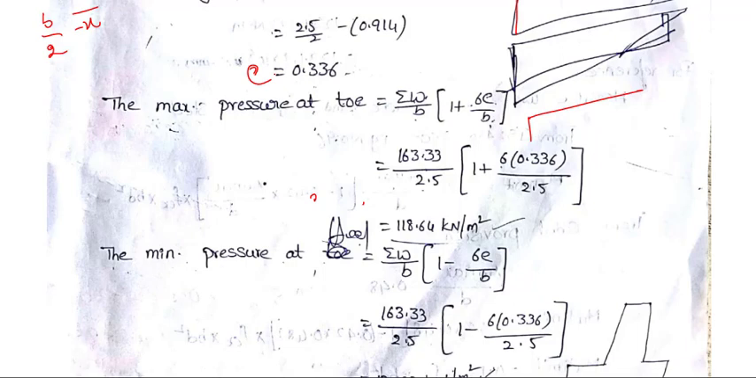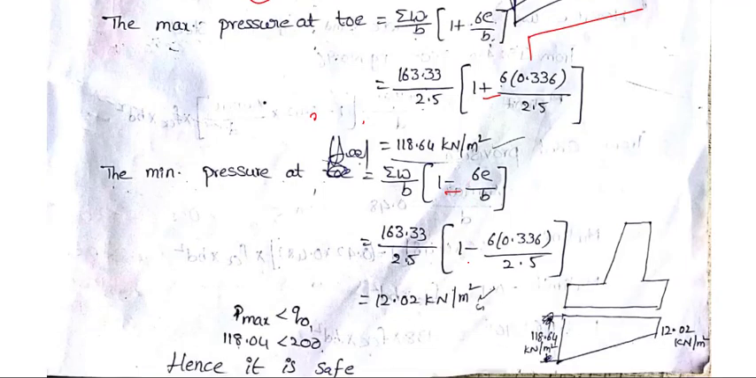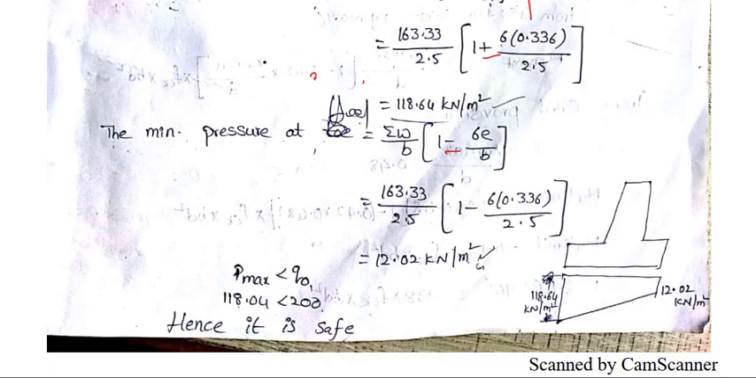For the minimum pressure, it is the same formula, just instead of plus you use minus. Remaining all are the same, and you will get the minimum pressure. Like that we find the maximum and minimum pressure. So what is the maximum pressure which is going to occur on our design structure, our retaining wall? That is 118. What is the safe bearing capacity of the soil? 200. So hence it is safe.